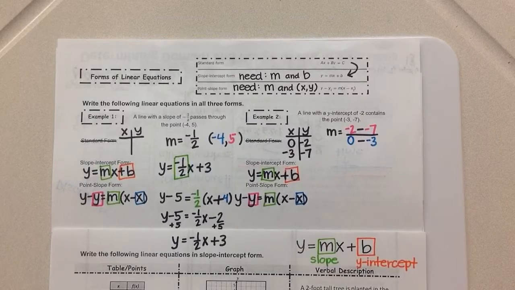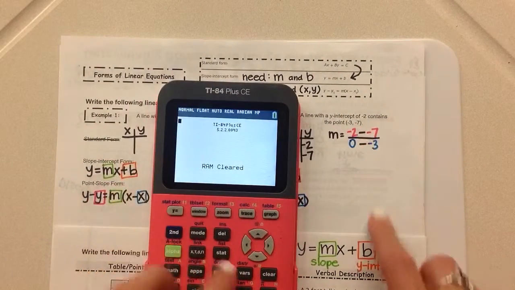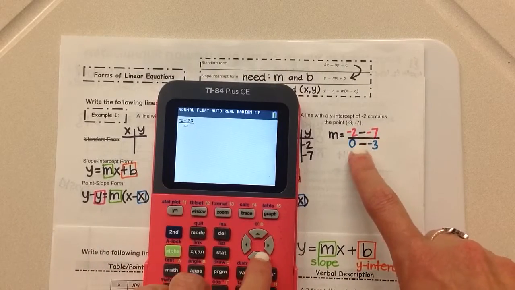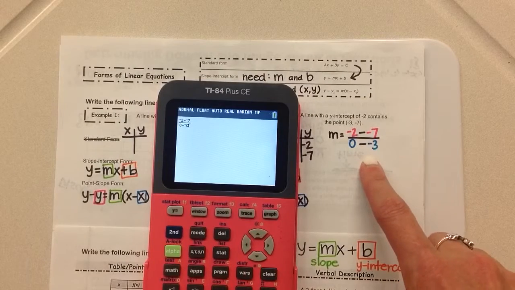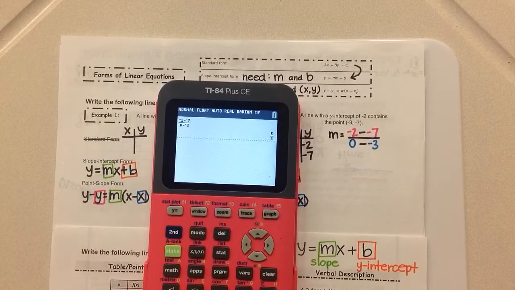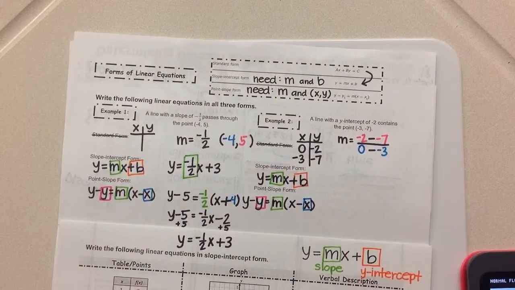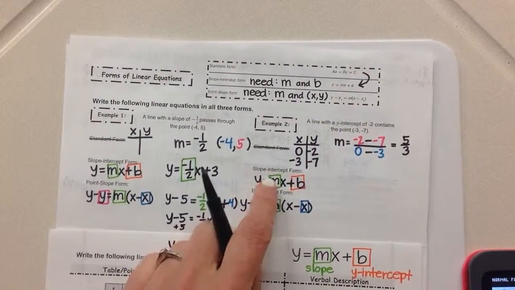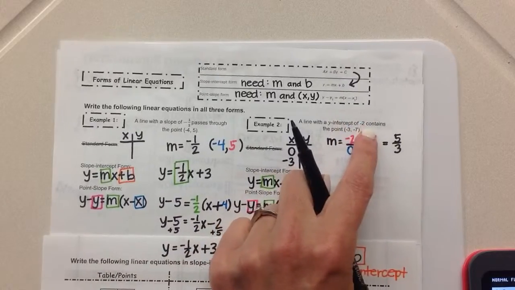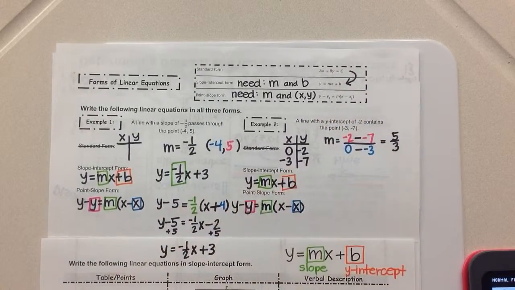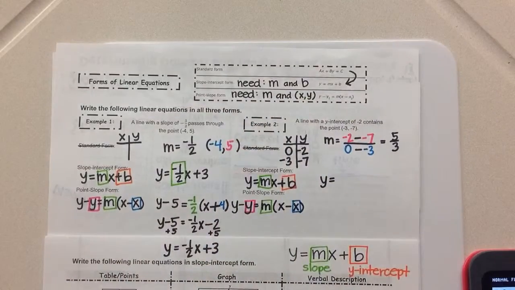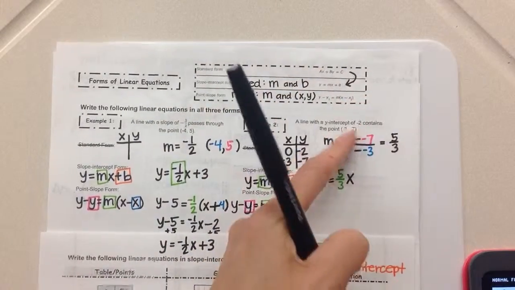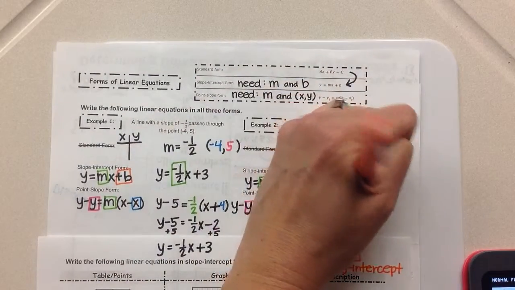Now I'm going to do some math in my calculator, and I'm going to type this all in at once. I'm going to type the fraction bar in, and I'm going to do -2 minus -7 for my numerator, and then 0 minus -3 for my denominator, and it's going to do the subtraction in the numerator and denominator and simplify the fraction for me. And so my slope is equal to 5/3. And since I have the y-intercept of -2, I have my b value and I have my m, so I can write my slope-intercept form. It's going to be y equals 5/3 x, and since my y-intercept is negative, it's going to be -2.